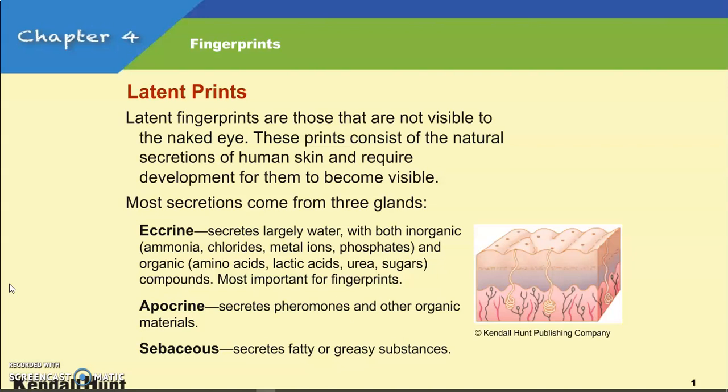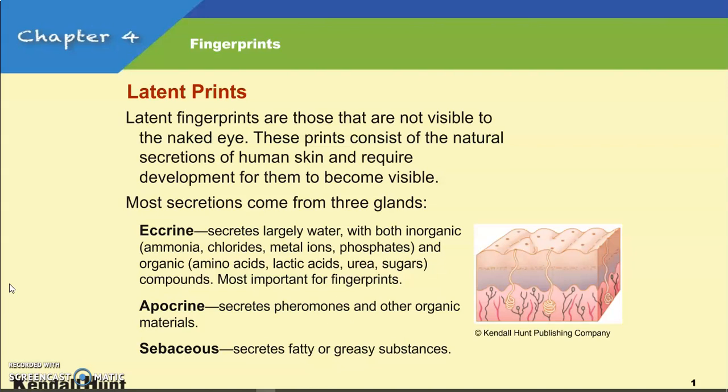So latent prints. Latent fingerprints are those that are not visible to the naked eye, and these prints consist of the natural secretions of the human skin and require development for them to become more visible. These are things like sweat or other things like that.